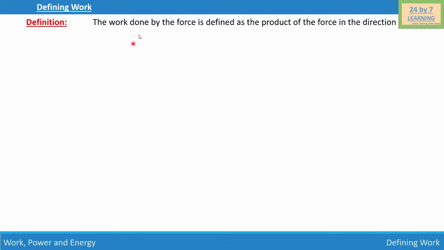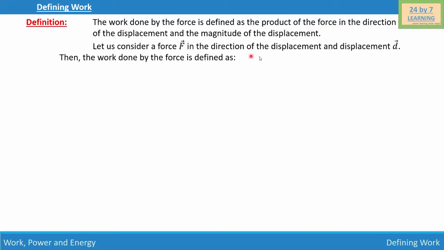In this video, you are going to learn how to define work. So let's begin. Defining work. The work done by the force is defined as the product of the force in the direction of the displacement and the magnitude of the displacement. Now let us consider force F in the direction of the displacement, and the displacement is d.